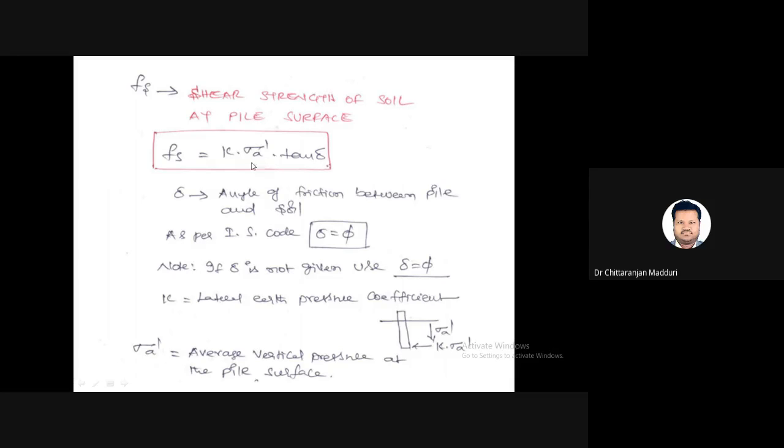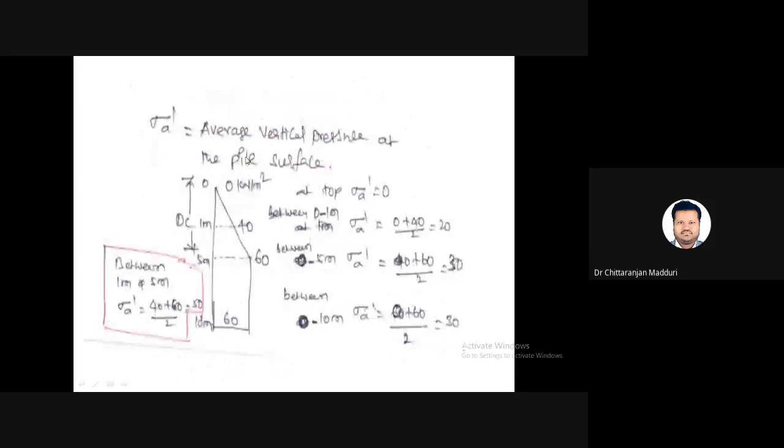So how do we calculate sigma A dash? Sigma A dash is known as average vertical pressure at the pile surface. Suppose you take the top, sigma A dash equals 0. So between 0 to 1 meter, at the top it is 0, and at 1 meter depth the cohesion equals 40. So average equals 0 plus 40 by 2 equals 20. Similarly between 0 to 5 meters, at 0 the cohesion equals 0, and at 5 meters depth the cohesion equals 60. So average equals 0 plus 60 by 2 equals 30.